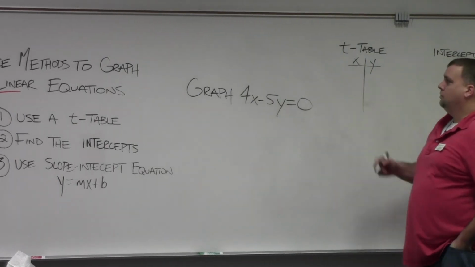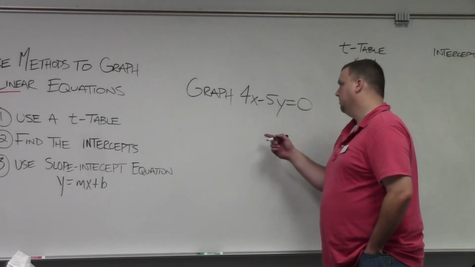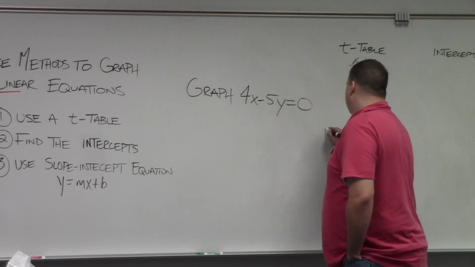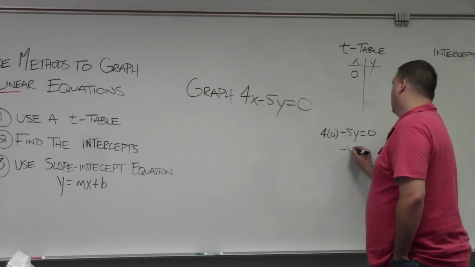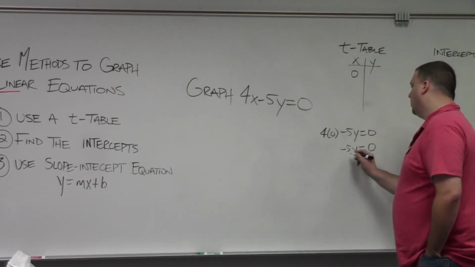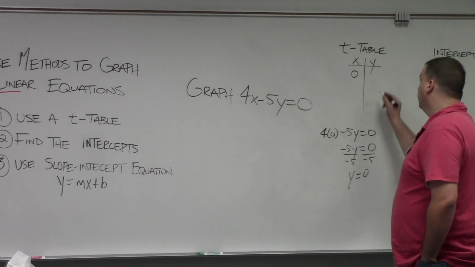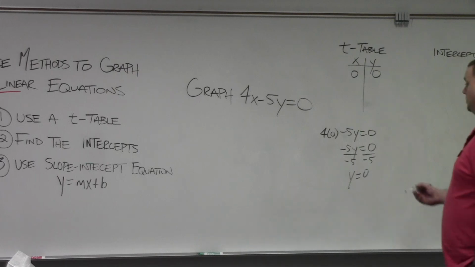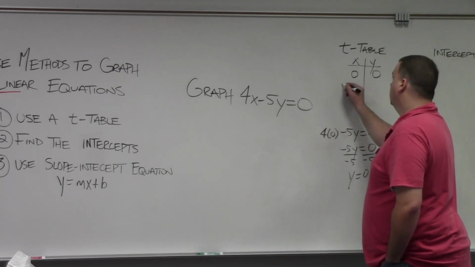All right, on a t-table, I can plug whatever I want in, right? Okay, so let's try something. Try anything you want. 0. Okay, let's plug in 0 for x. If I plug in 0 for x, what am I going to get for y? Okay. So let's try another. Remember, we need 3 points. Negative 4. So negative 4 for 4x or y? 4x. Okay.